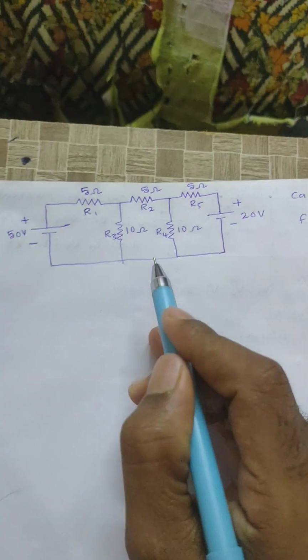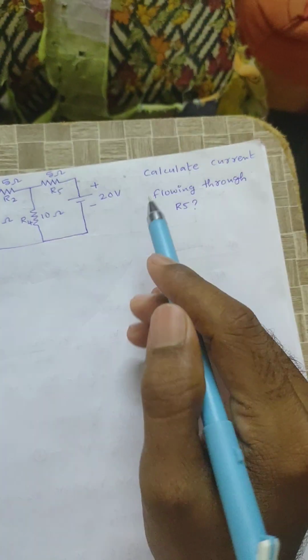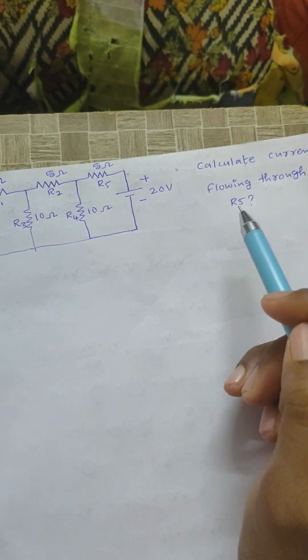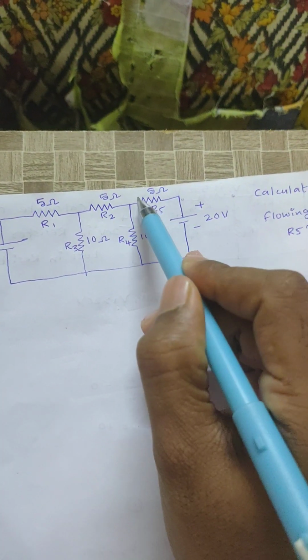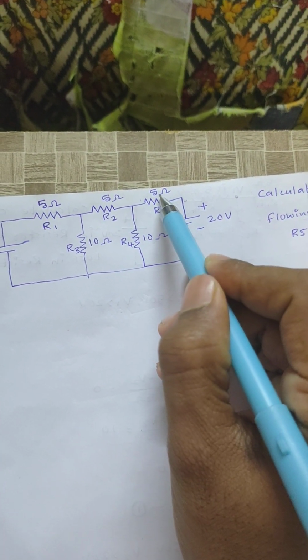Today I would like to discuss problems on mesh analysis. From the given circuit, calculate the current flowing through resistor R5 by using mesh analysis. That means I need to calculate the current flowing through this 5 ohm resistor.